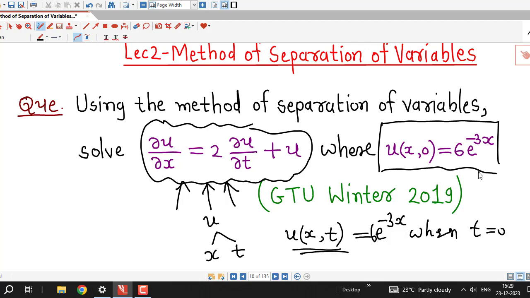So we consider this initial condition, and first we will solve this equation using the method of separation of variables. We will have some arbitrary constants in the solution, and we will be able to decide the values of those constants using this initial condition.